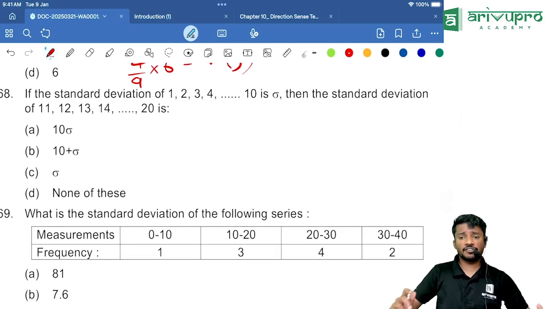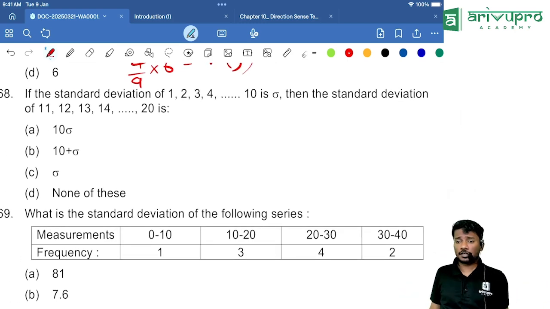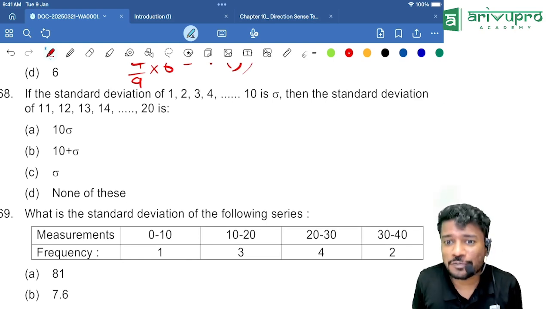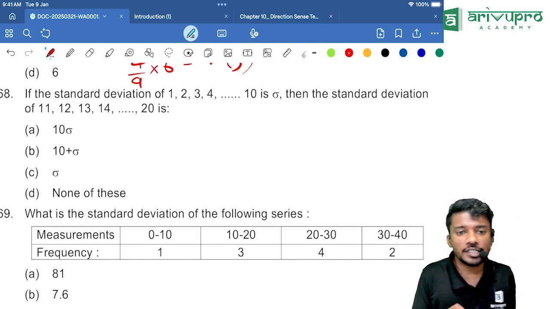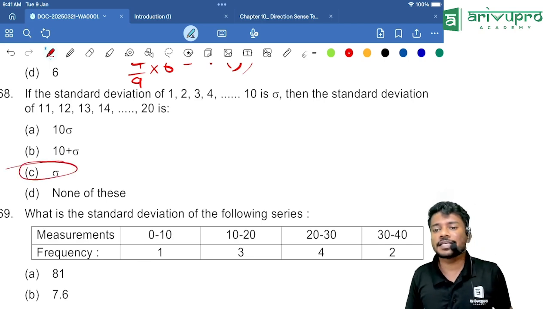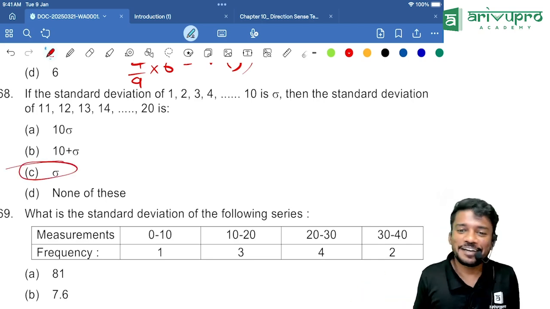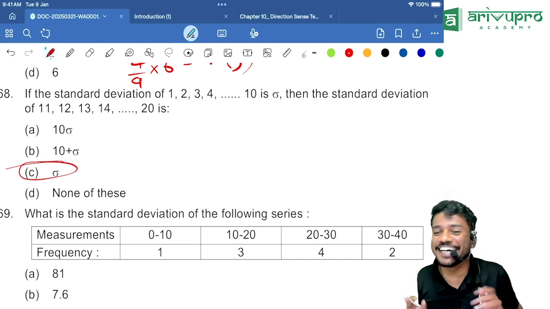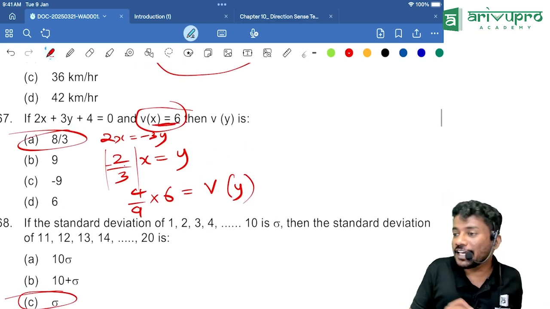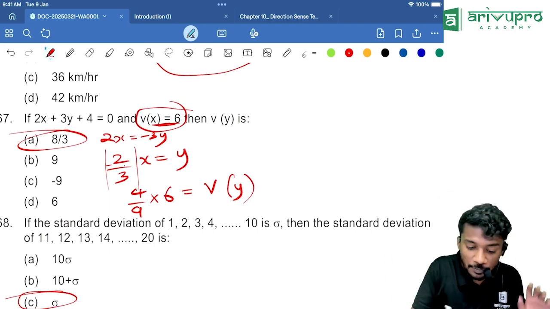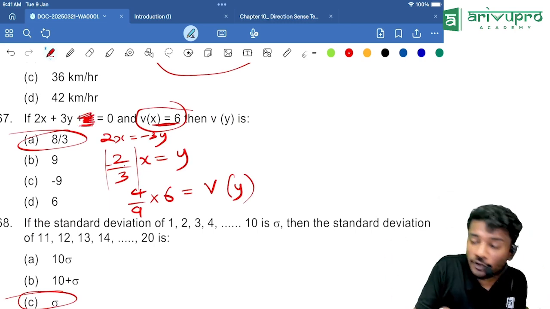Is standard deviation affected by origin? No. If it was multiplied, it would have been. It is not. So answer is what? Sigma. Same itself. So what is given here? Variance is given. So we are converting for our terms. It is not affected by origin. That's why we are ignoring the 4.